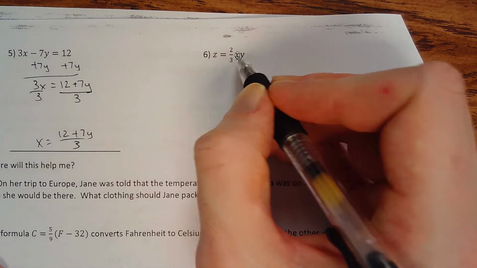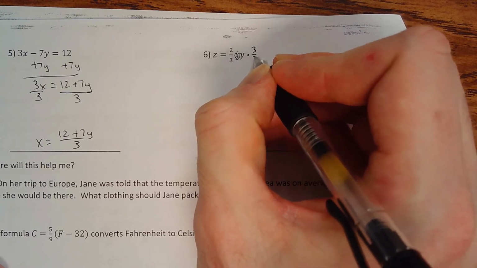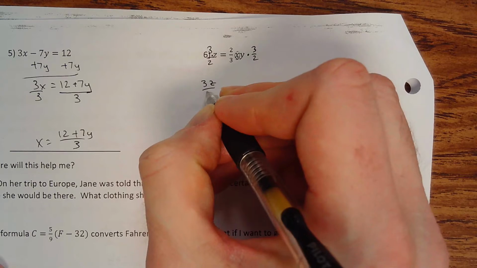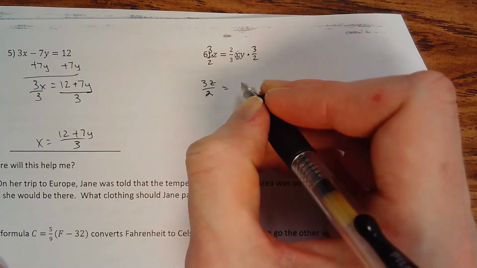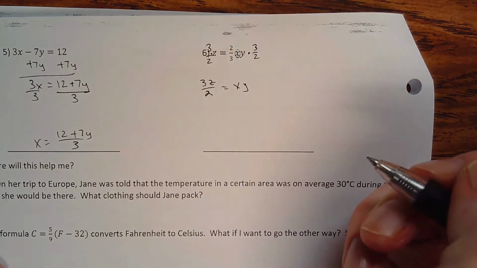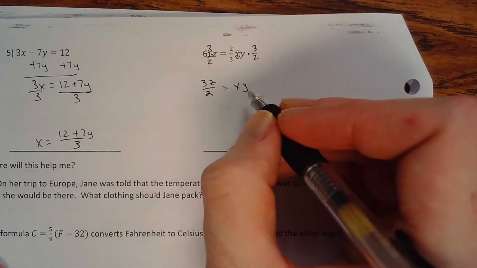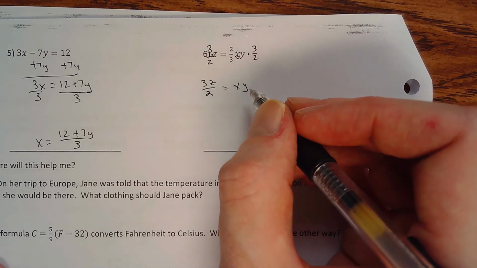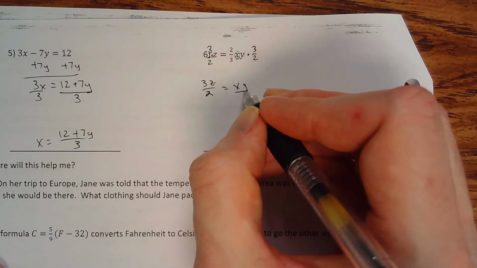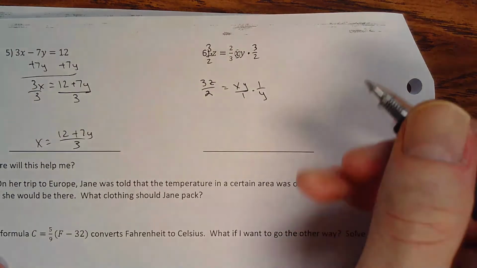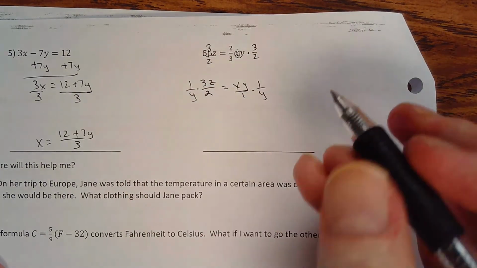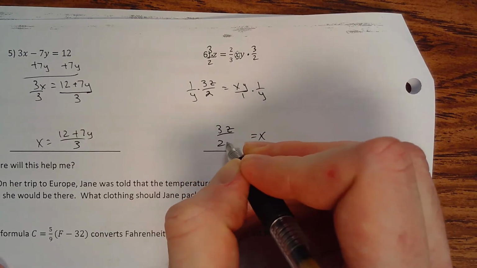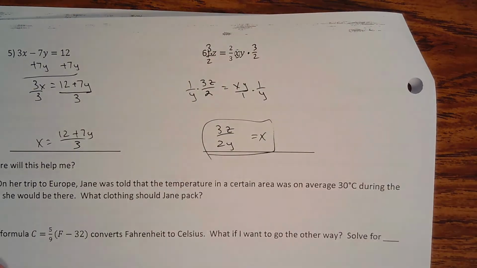Multiplied, and you want to get rid of it, multiply by the reciprocal. So multiply by 3 halves. So I'd have 3z over 2 equals xy. And I want to get rid of that. Since it's a fraction on the other side, instead of dividing by y, I'm going to multiply by its reciprocal. So multiplying by the reciprocal would be 1 over y. So I'm going to multiply this side by 1 over y. So x would equal 3z over 2y. Okay?